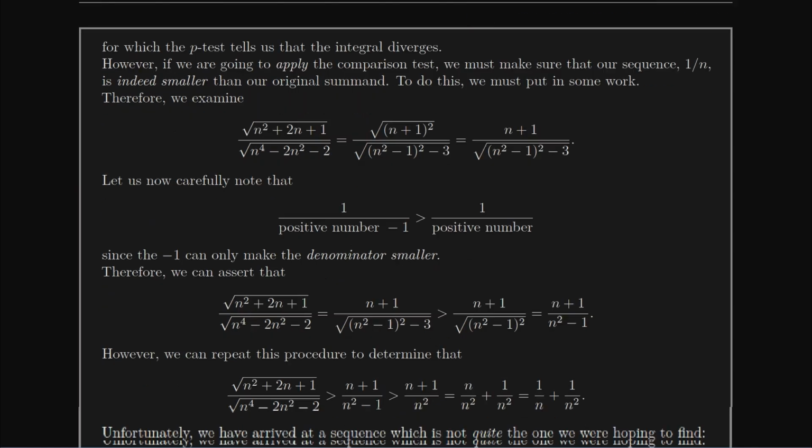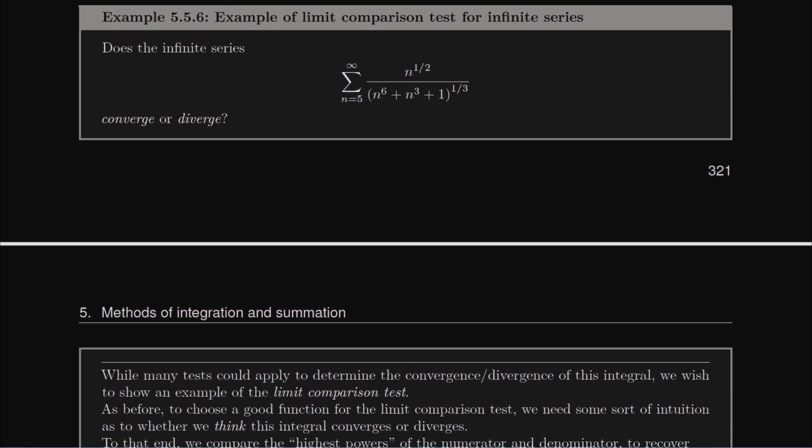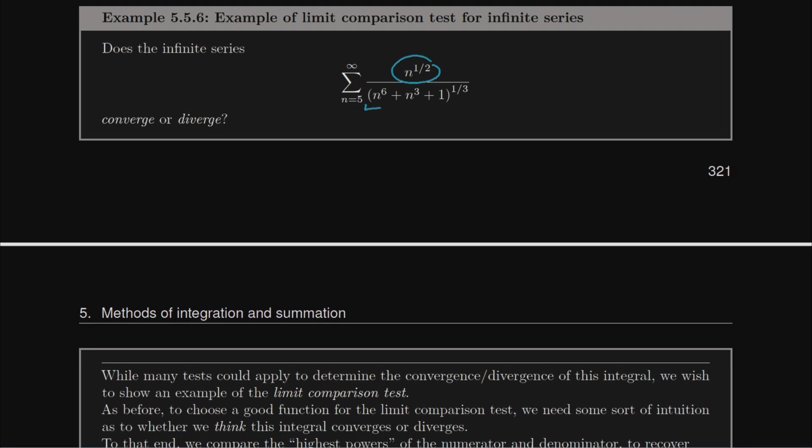What would that look like if I wanted to actually use it to prove something? Well, here we've got an infinite series. I've got n to the 1/2 in the numerator, and n to the 6 plus n to the 1/3 plus 1 to the 1/3. And I want to test whether or not this converges or diverges. Well, I'll need an intuition again. So let's go with highest powers.